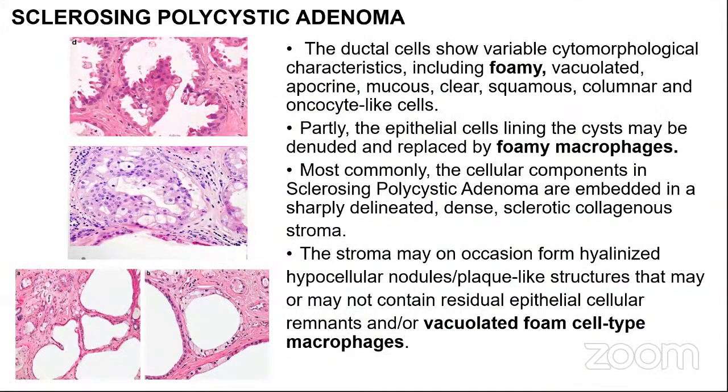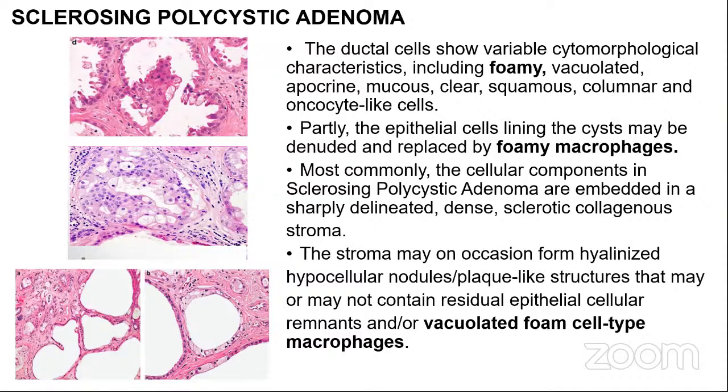Now, sclerosing polycystic adenoma, this is a salivary gland lesion. This particular condition also shows foam cells in the histopathology. So what we see here is that there are ductal cells, and these ductal cells can show foam cells which are present. Apart from foam cells, these cells can also show some apocrine mucus or clear cells.